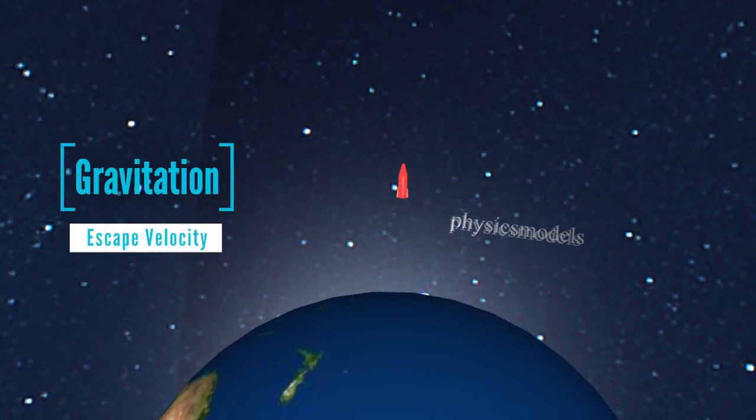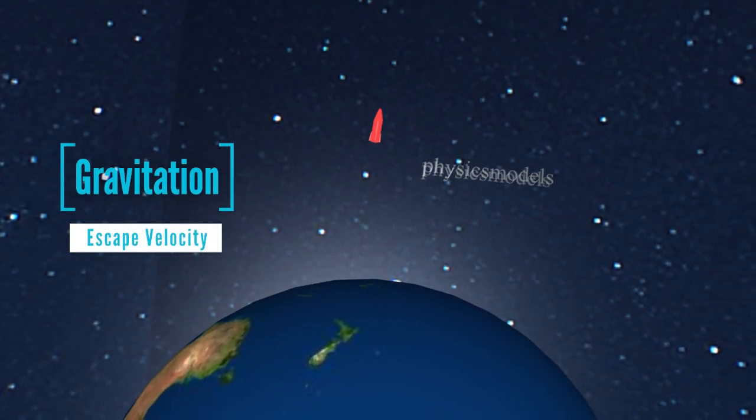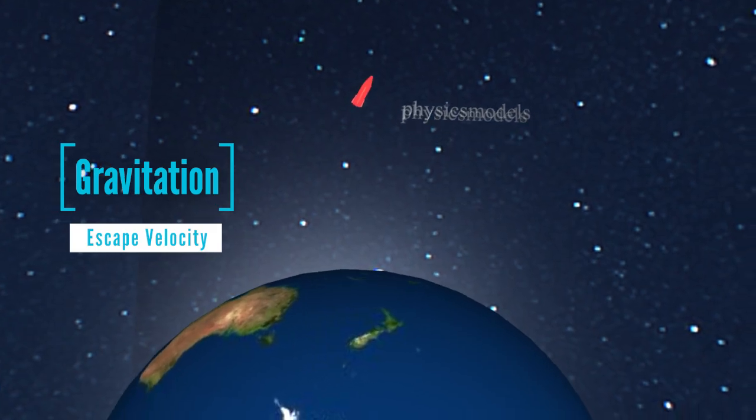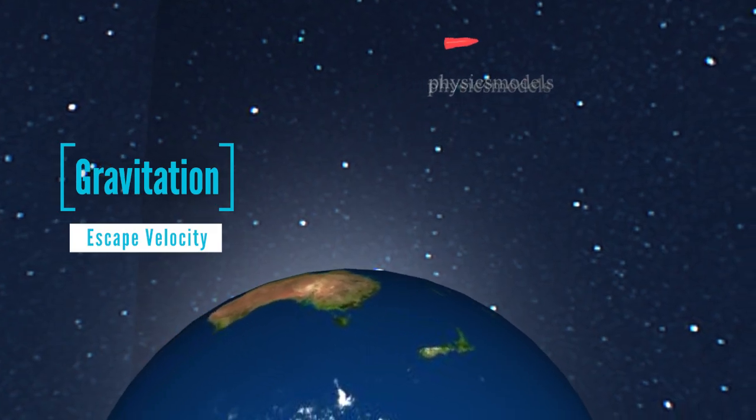I have launched a rocket. The Earth is rotating from west to east. The rocket goes up and then turns towards the east.